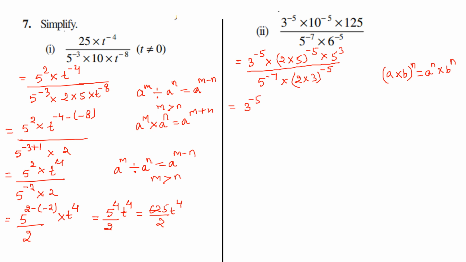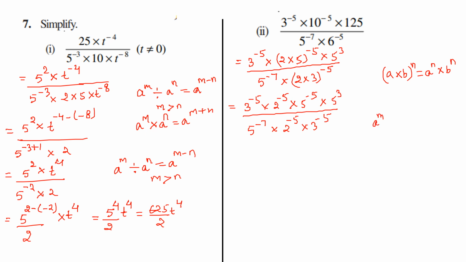So 3 to the power minus 5 into 2 to the power minus 5 into 5 to the power minus 5 into 5 to the power cube divided by 5 to the power minus 7 into 2 to the power minus 5 into 3 to the power minus 5. So now here I am going to use the law. If you see here, 3 to the power minus 5 is in the numerator also, denominator also. So here I can use my division law. In the numerator, 5 to the power minus 5 into 5 to the power cube, here I can use my product law. So next step I am going to use my division law as well as my product law.